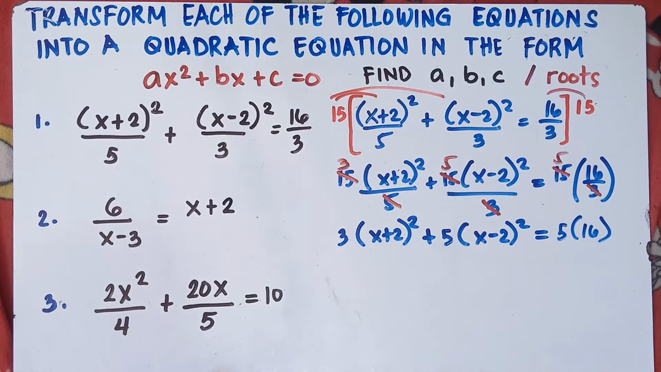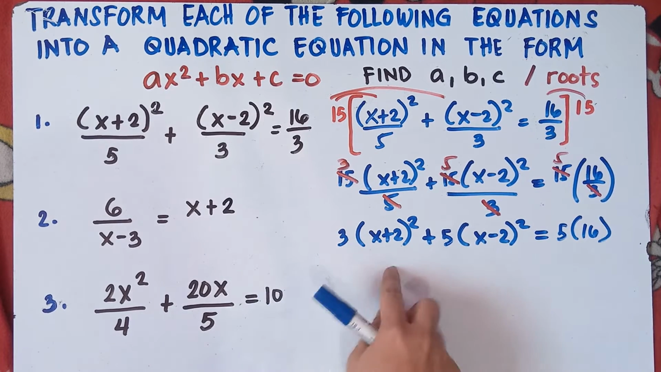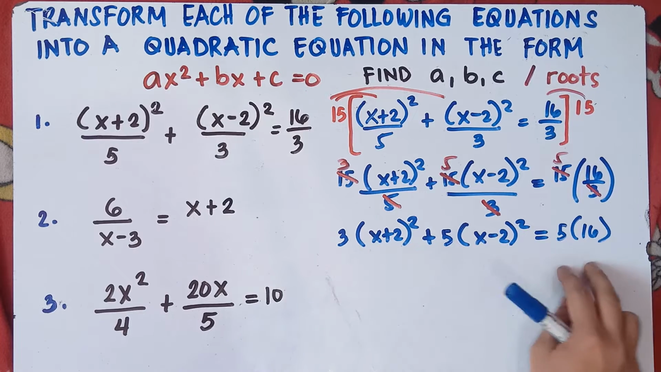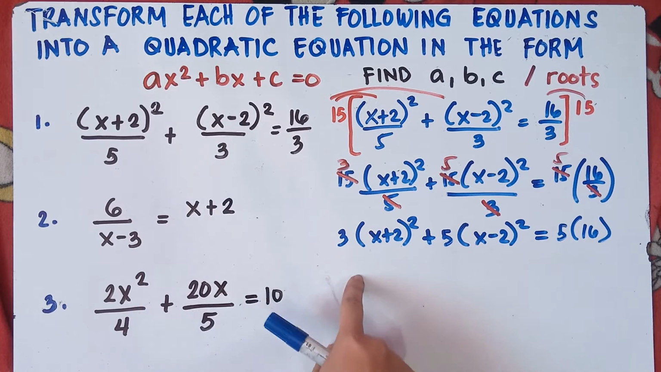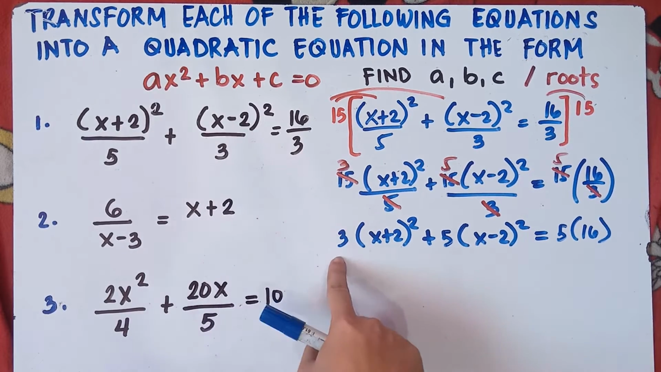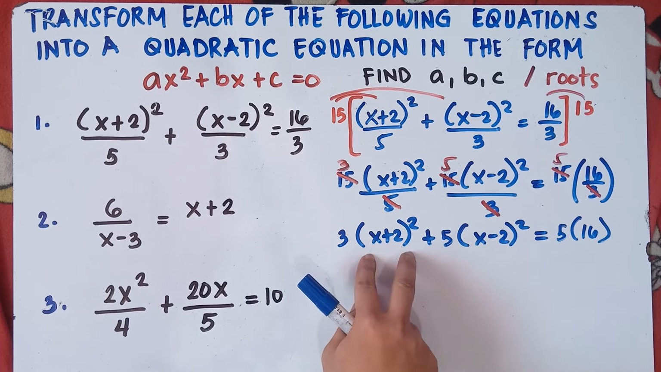Alright, I hope you're still with me. And then, do not multiply this one, class. So, we already have this equation. Next step is we simplify. Once again, do not multiply 3 and this parenthesis and this quantity.